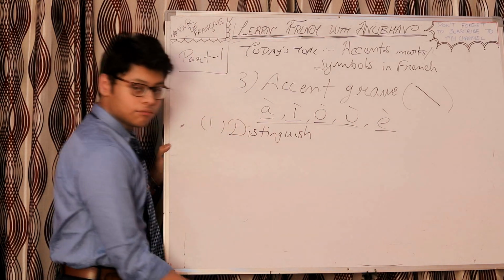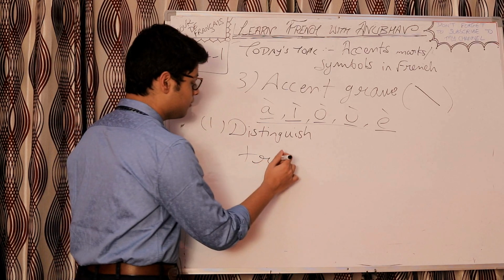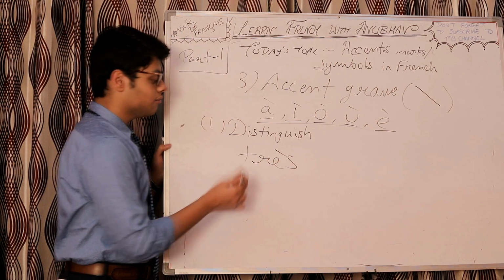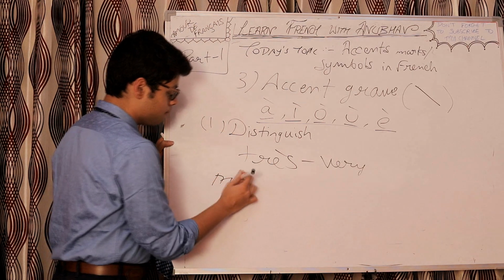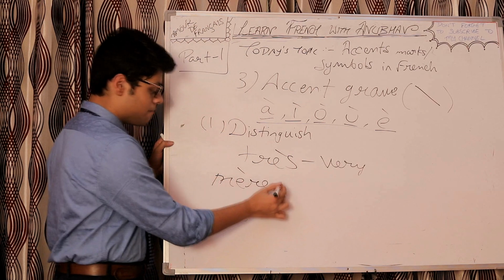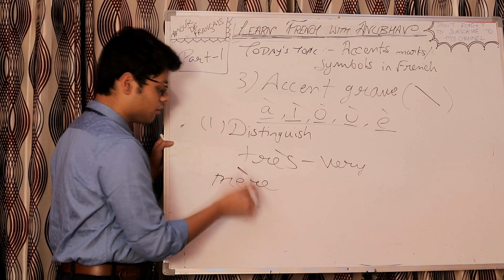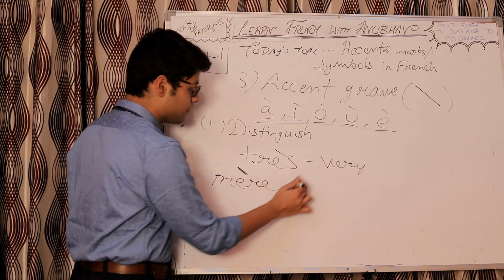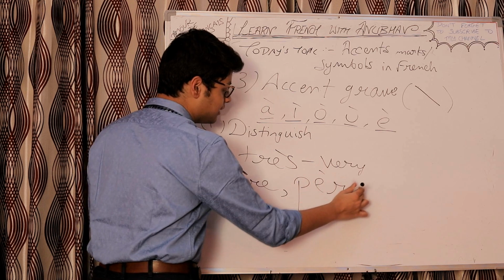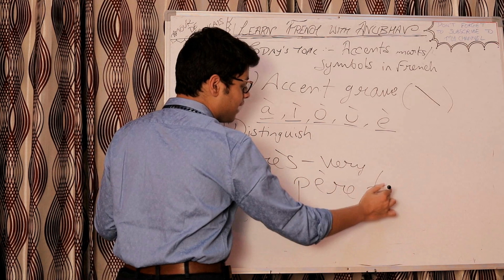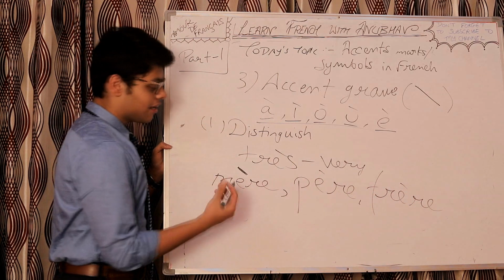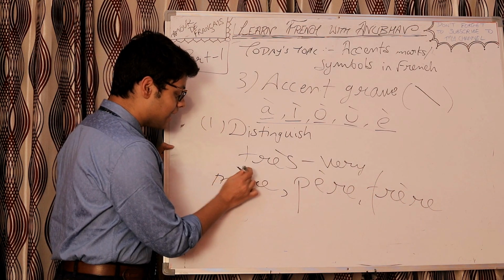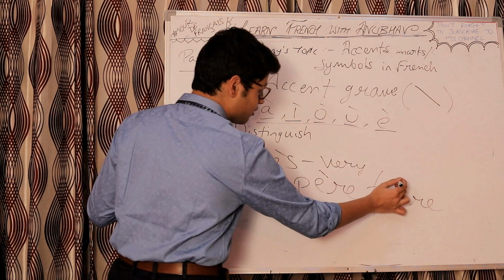Let's write some words like très. È sound, très, means very. If we talk about mère, which means mother, mère, with an accent grave. Similarly, père, which means father, and frère, which means brother. Like this air sound is coming. The only reason is that here we have accent grave.